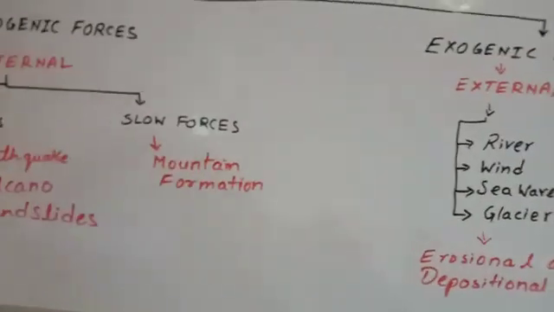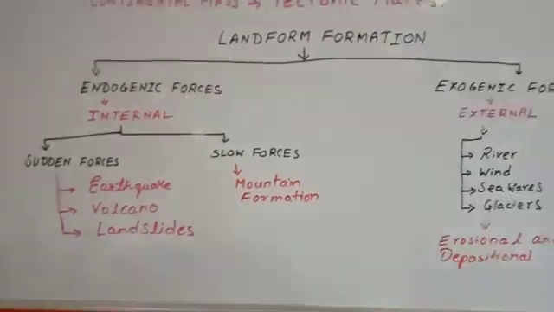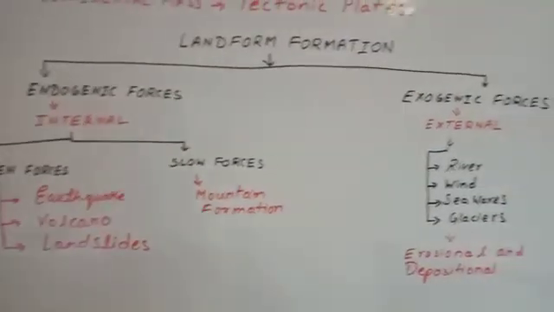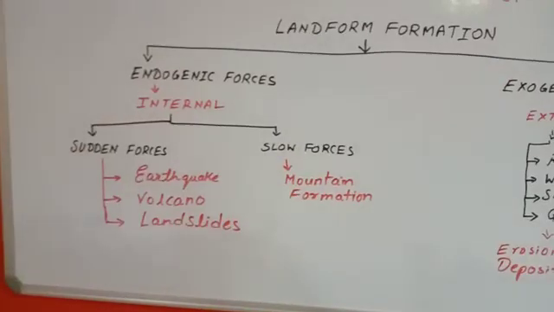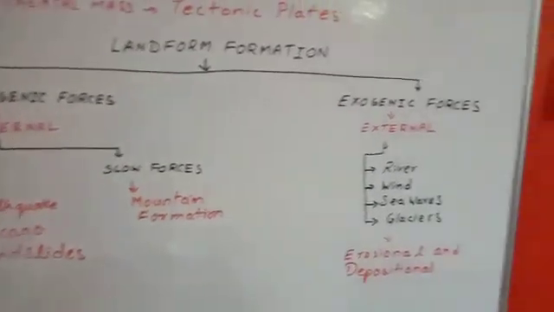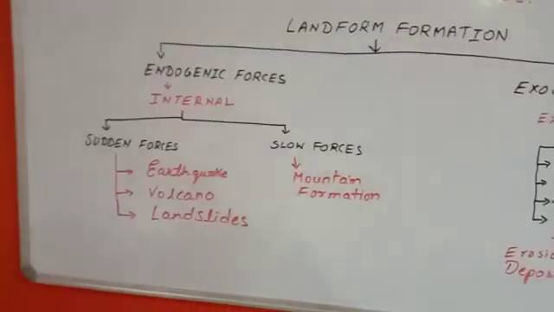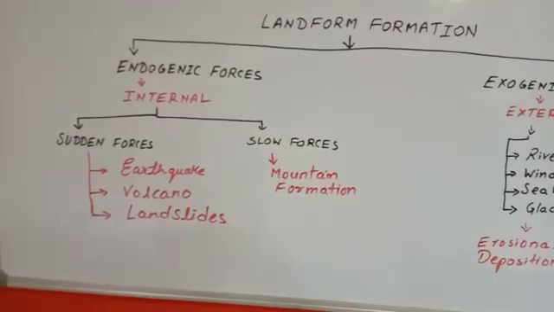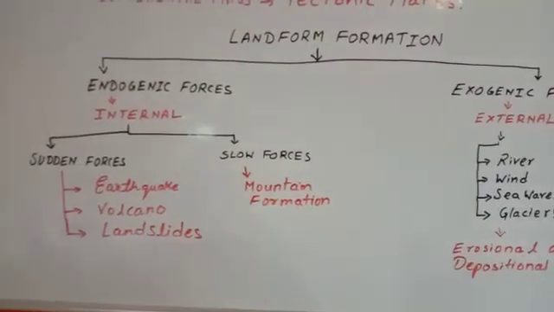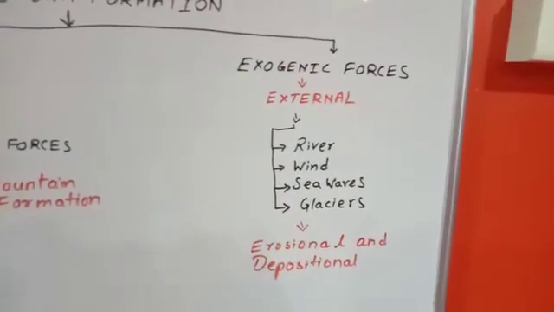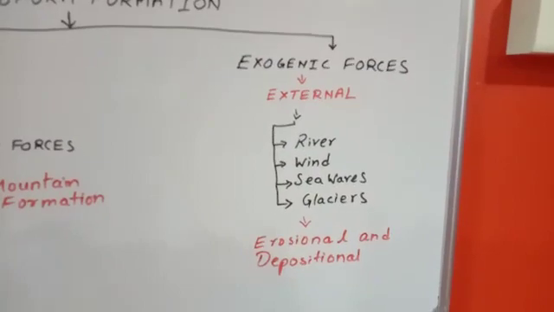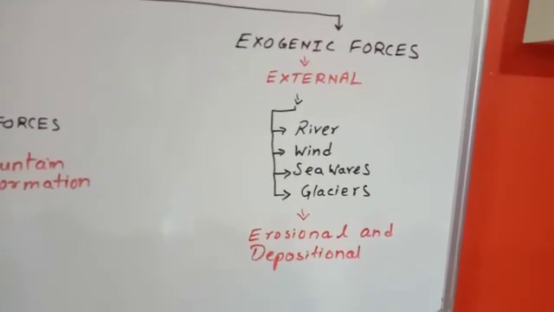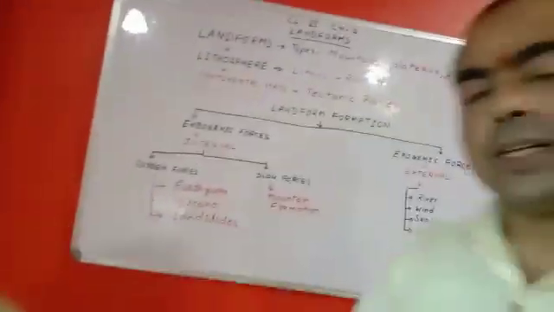So there are two types of forces of the earth for land formation: endogenic forces and exogenic forces. Endogenic forces are also known as internal forces, and exogenic forces are external forces. Internal forces are of two types: sudden forces and slow forces. Sudden forces are earthquake, volcano, landslides. Slow forces are the formation of mountains. Exogenic forces are river, wind, sea waves and glaciers. What work are they doing? They are doing erosional and depositional activity. Is that clear, students?